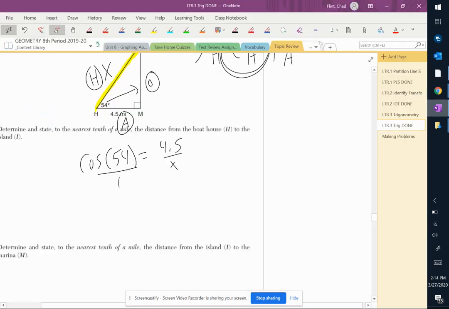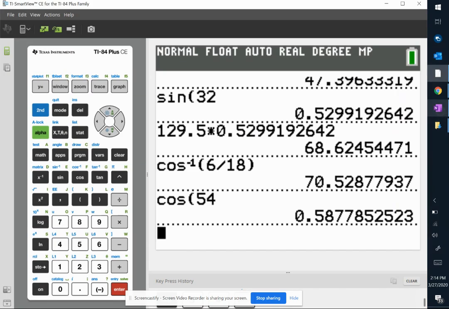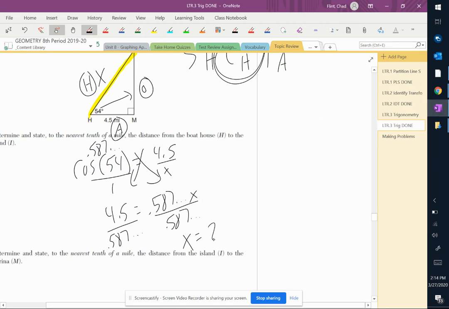So 0.587. Remember, I'm using all the decimals. That's why I put the dots down. So it's going to be 4.5 equals 0.587x. .645. And it says nearest tenth, so that's 2.6 for that one.